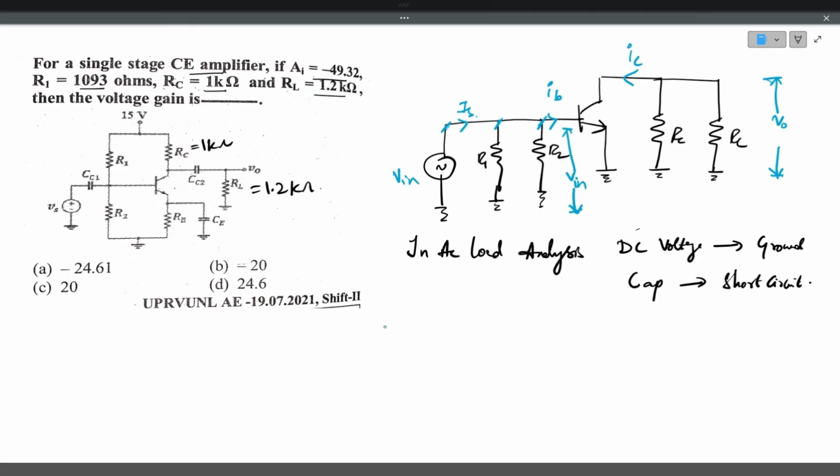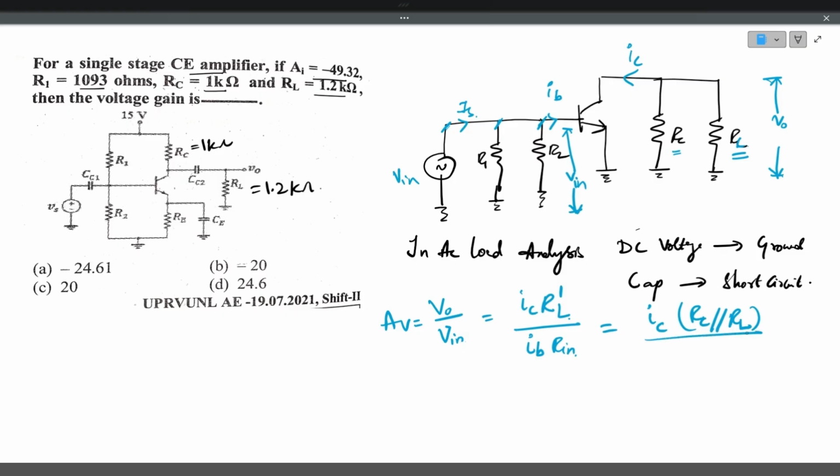So now the voltage gain AV is given by output voltage divided by input voltage. Output voltage can be written as output current multiplied by effective load resistance. Here the load resistance RL cannot be taken alone, because the collector resistance is in parallel with the load resistance. So the effective load resistance needs to be taken. Similarly, the input voltage is the input current multiplied by input resistance. We write this as IC RL dash. The effective load resistance is RC in parallel with the load resistance, divided by the base current multiplied by the input resistor.